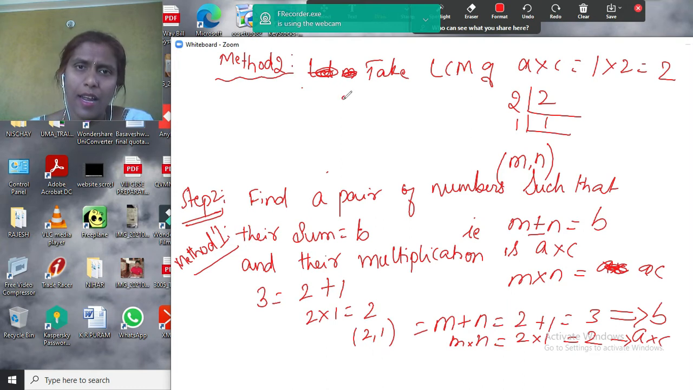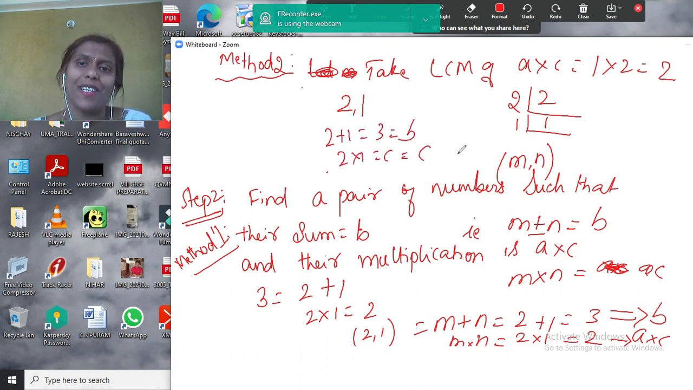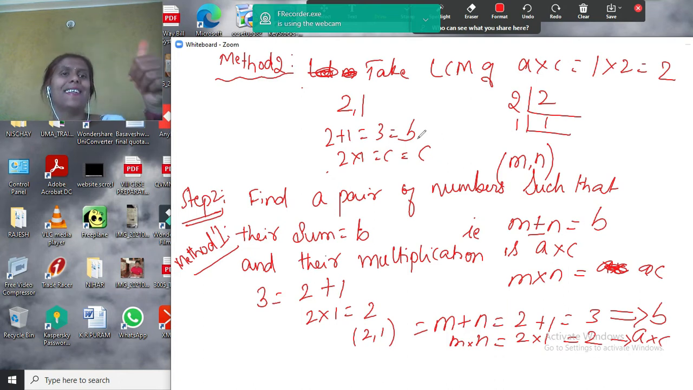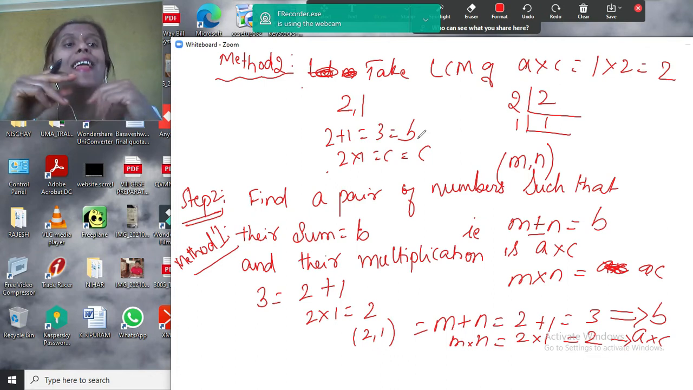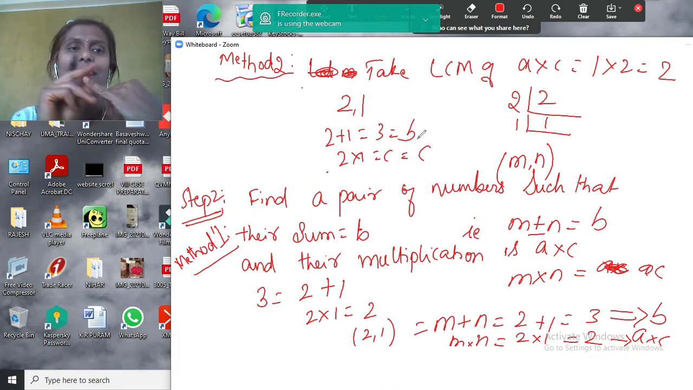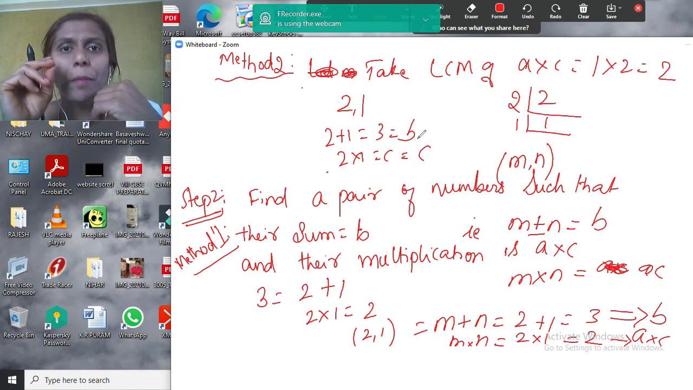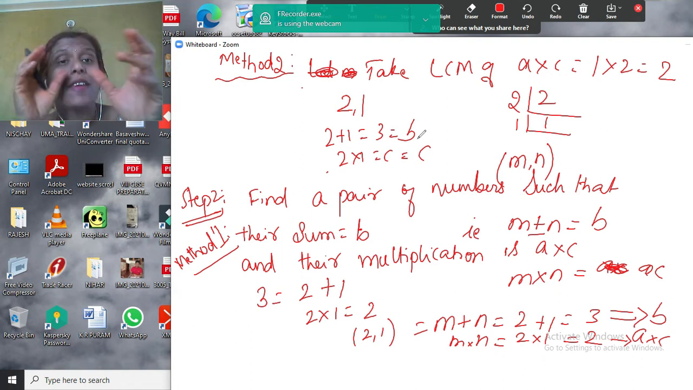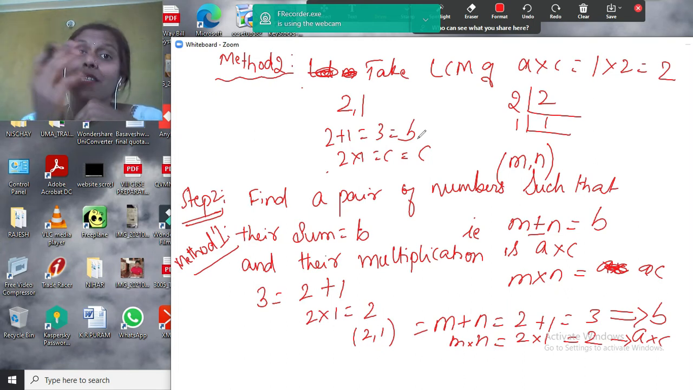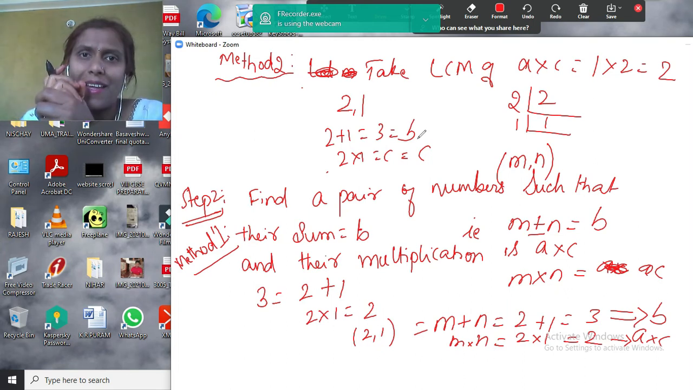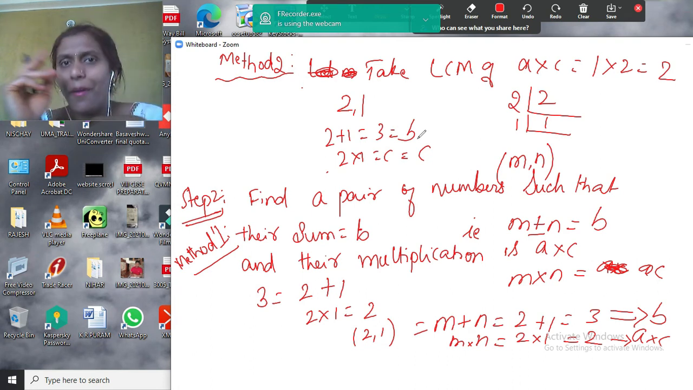Now we are going to take these two numbers and see if our condition is satisfied. 2 plus 1 is 3, which is our B, and 2 into 1 is 2, which is our AC. Now let's conclude that even the LCM method is working. Let me rephrase: I can directly work on the number B and see whether I can split that into a pair, or I can take the LCM and see if I can obtain a pair. Method 1, method 2.